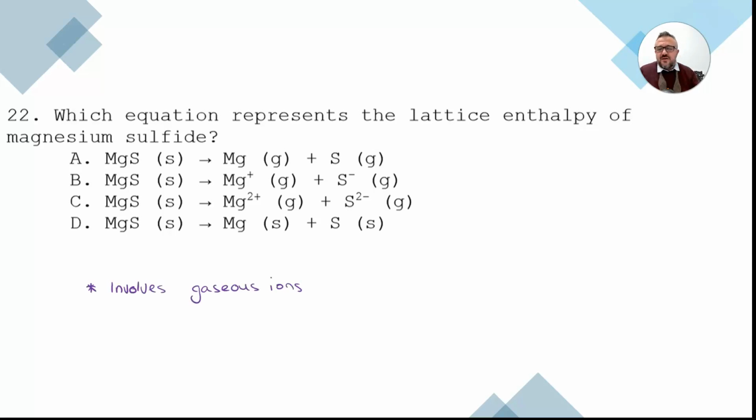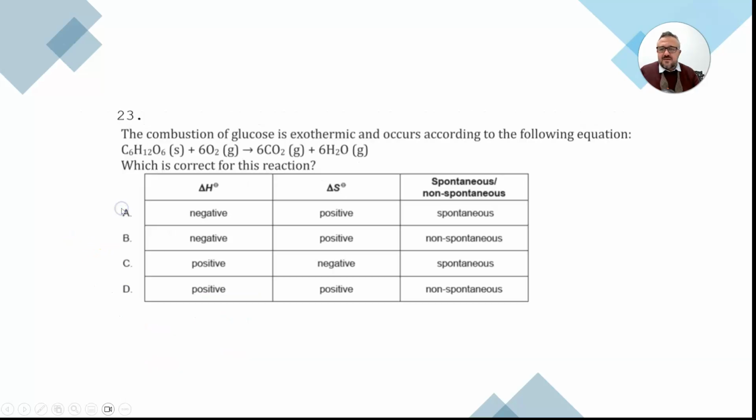The first thing we need to know is that it involves gaseous ions. So A and D are out because we don't have ions and they're not gases. Okay, so not ions here, not gases there. Next is that magnesium goes to 2+. Sulfur goes to 2-, which makes it C. C is the correct answer.